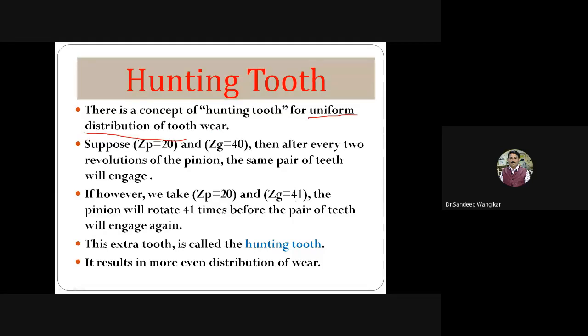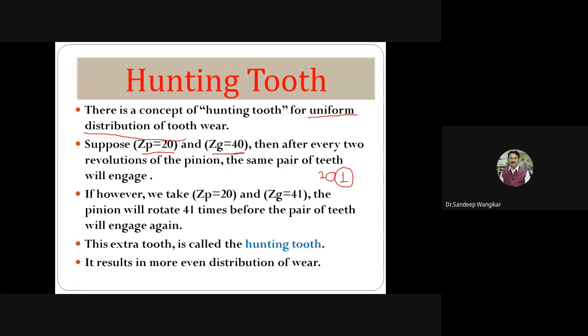Now I will give you an example. For example, ZP is equal to 20 and ZG is equal to 40. ZP, number of teeth on pinion, is 20 and number of teeth on gear is 40, and the pinion and gear are rotating. So the number of teeth on pinion is less. When the gear rotates one time, with 40 teeth, the pinion will rotate 2 times. Very simple. Assume that this is the smaller pinion and this is the larger gear. So when the gear rotates only one time, the pinion will rotate 2 times. This is the simple logic here.